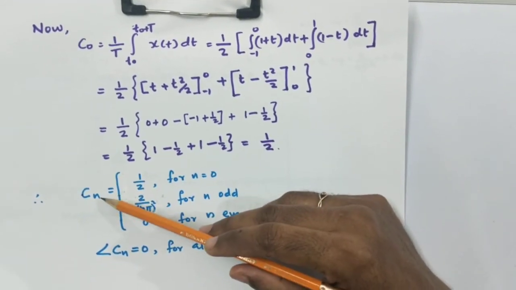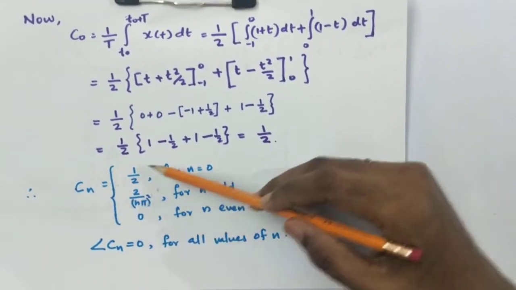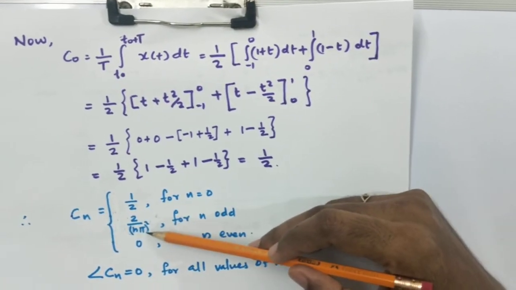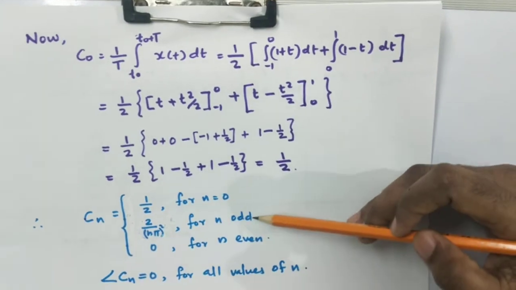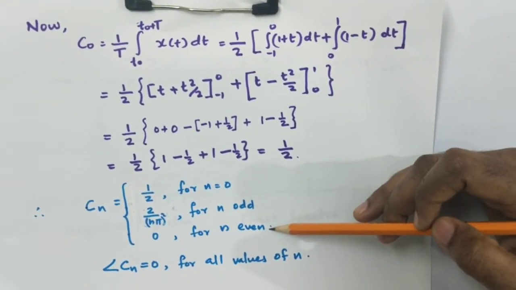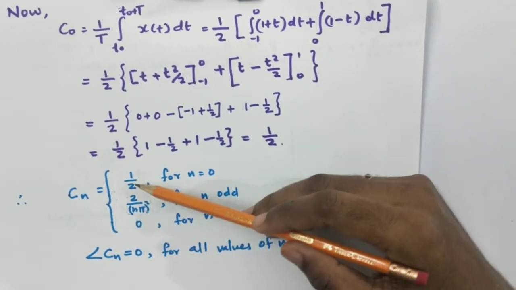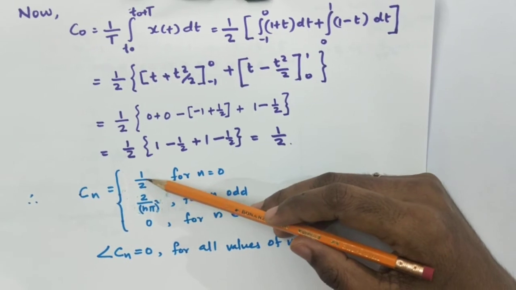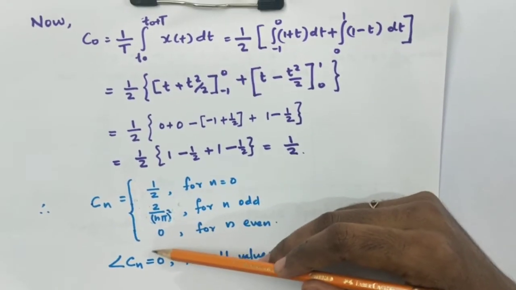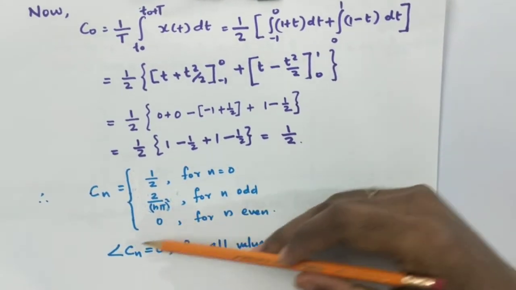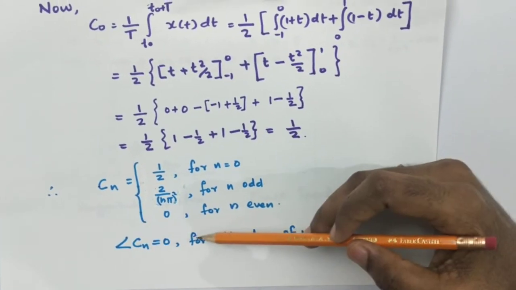So we have Cn equal to 1 by 2 for n equal to 0, and 2 by nπ the whole square for n odd, and 0 for n even. And the angle of Cn is 0, since this is not imaginary, so we have the angle 0 for all the cases. So for all values of n, angle Cn is 0.